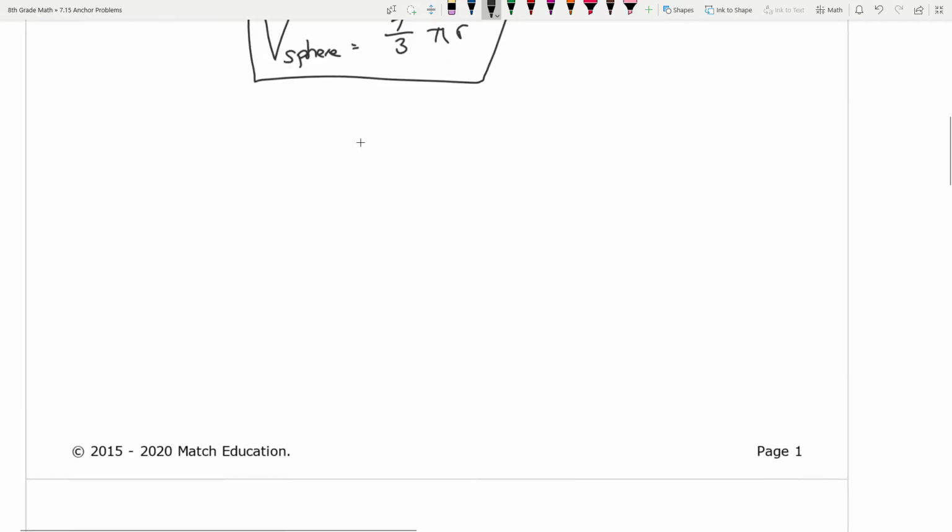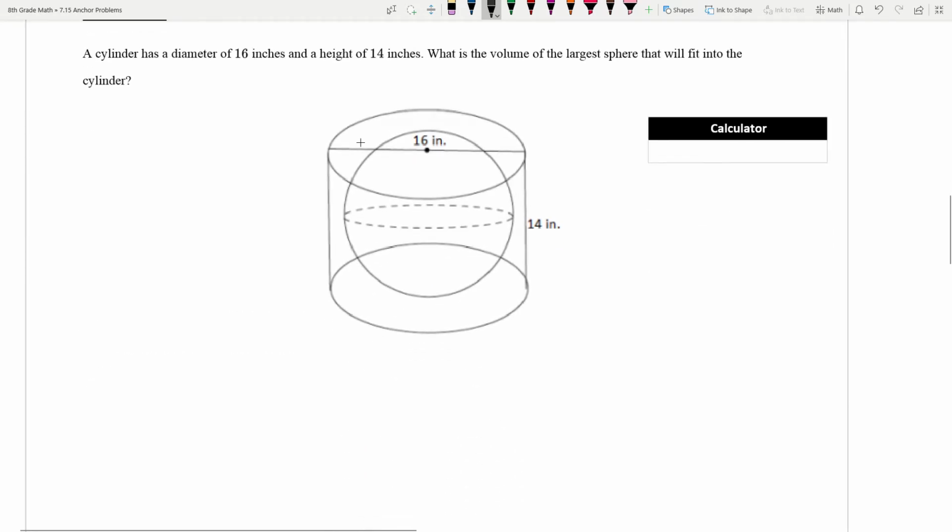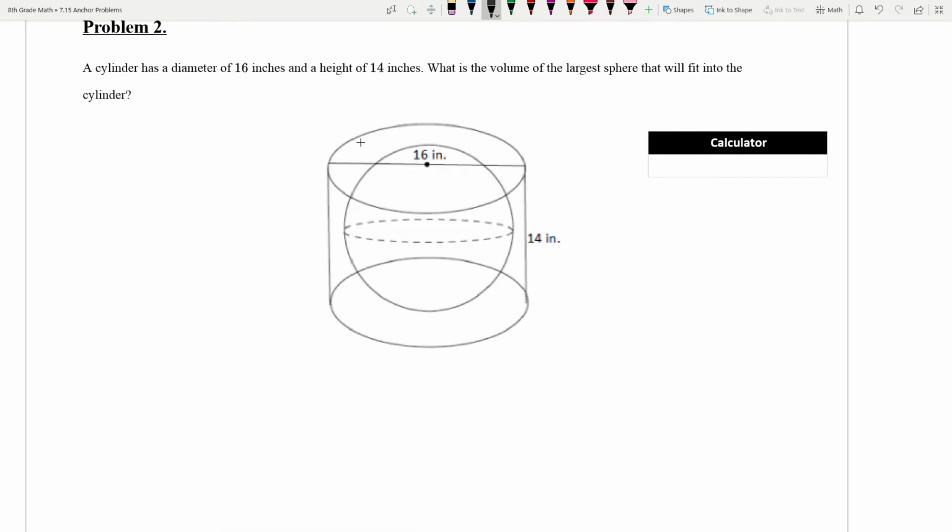A cylinder has a diameter of 16 inches and a height of 14 inches. What is the volume of the largest sphere that will fit inside the container? Well, that's not exciting. The height is 14 inches, which means the 16 is irrelevant to me here because the highest sphere you can have here would be 14 inches. That would be the diameter. The radius then would be 7 inches.